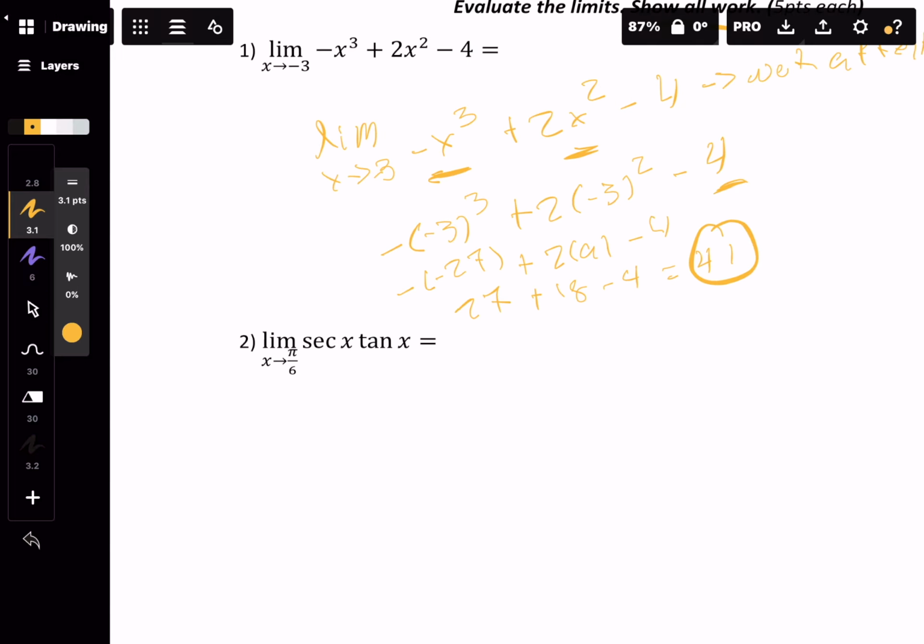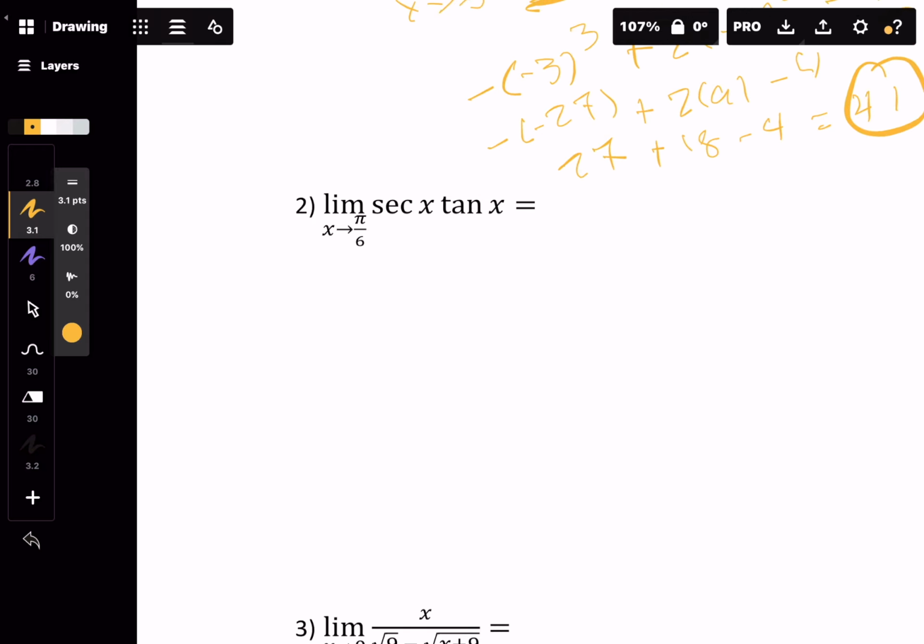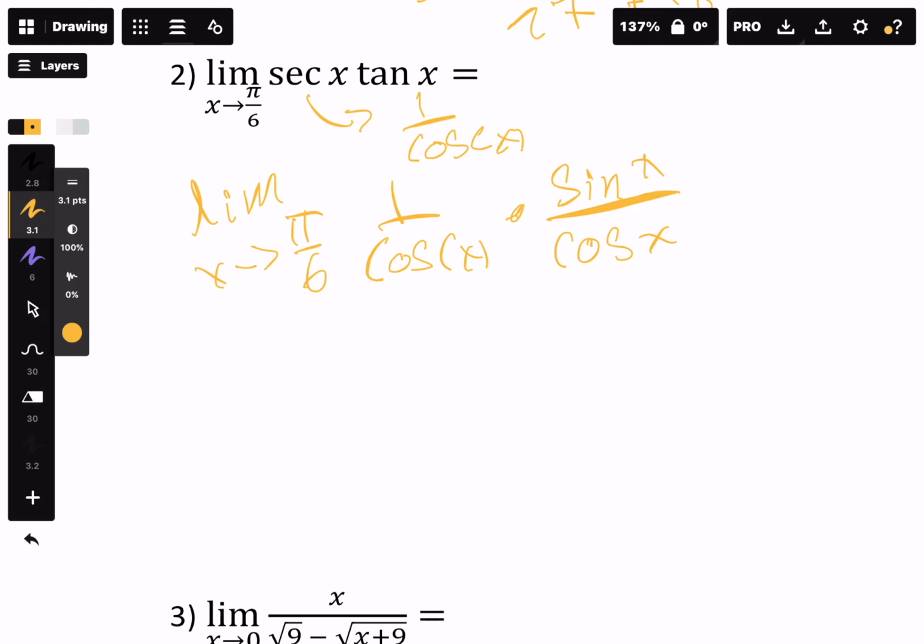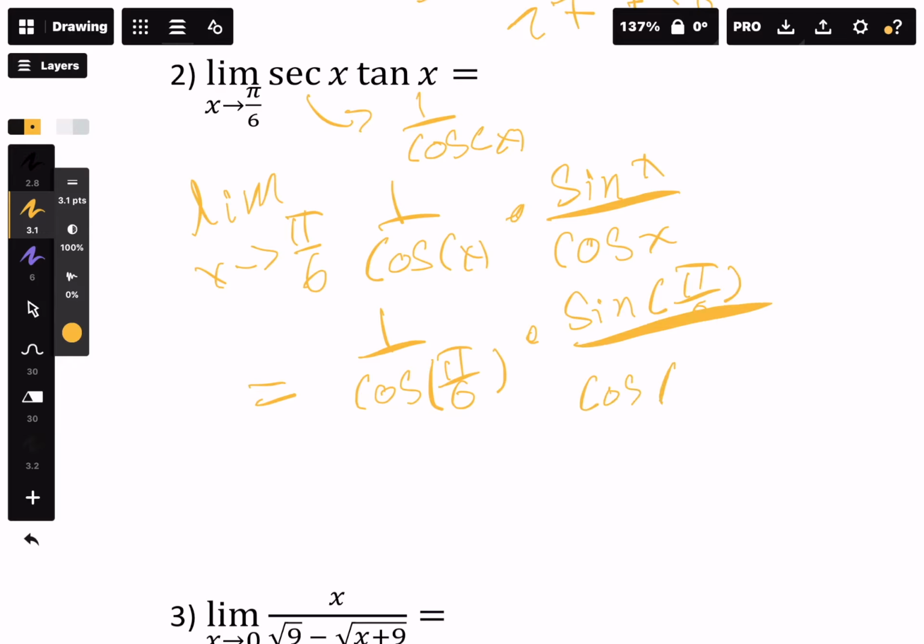Okay, this one looks a bit more complicated, but in reality it's pretty much the same. We've got to redo the same thing. So we do the limit of x approaching pi over 6 of, well, let's rewrite the secant as 1 over cosine of x, times sine of x over cosine of x, since this makes it a bit easier and more visual to see. Right now we just have to evaluate these at pi over 6. So this equals 1 over cosine of pi over 6 times sine of pi over 6 over cosine of pi over 6.